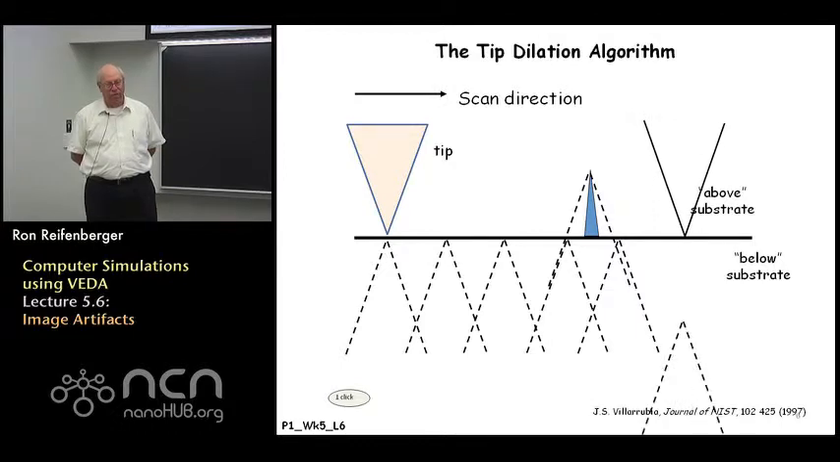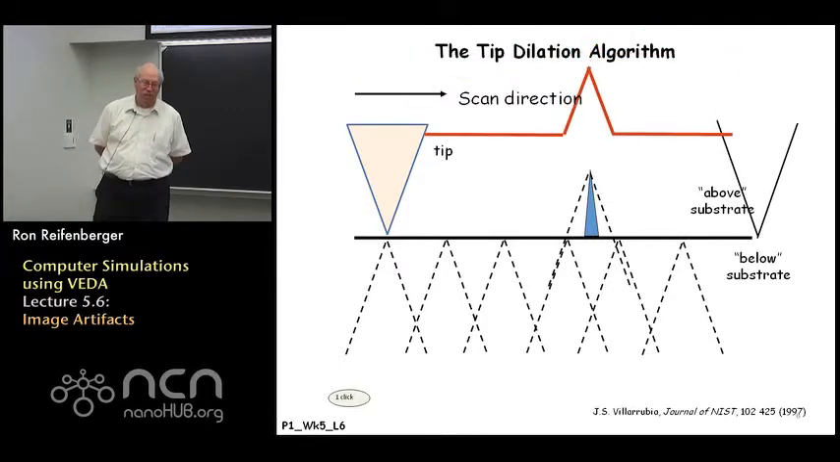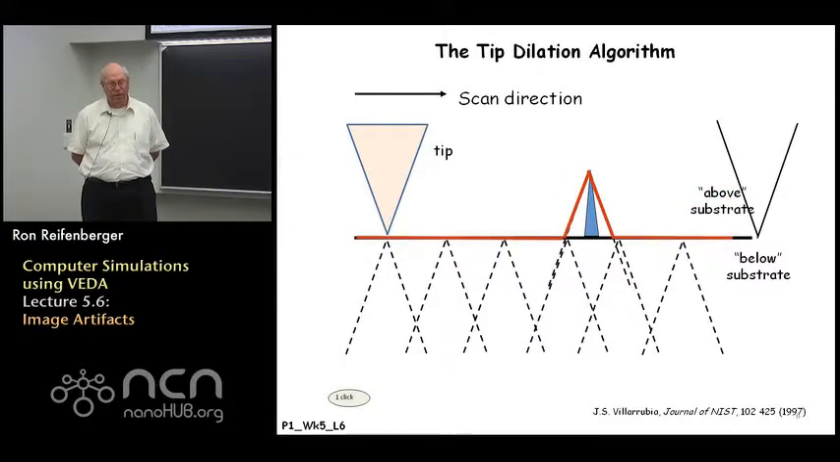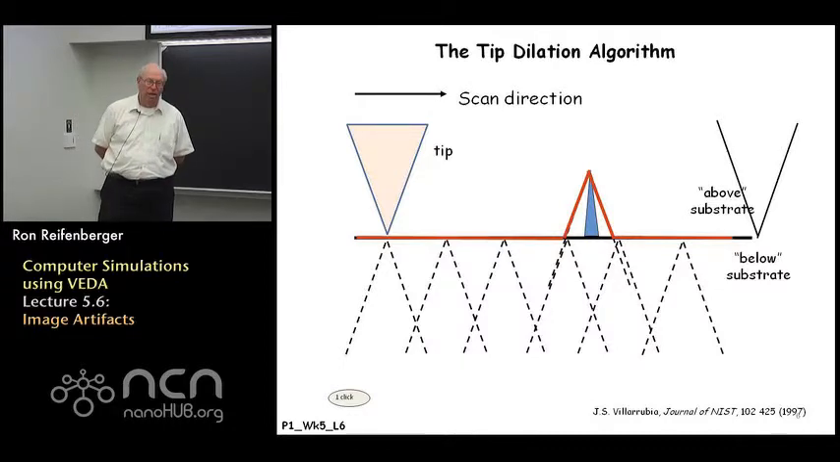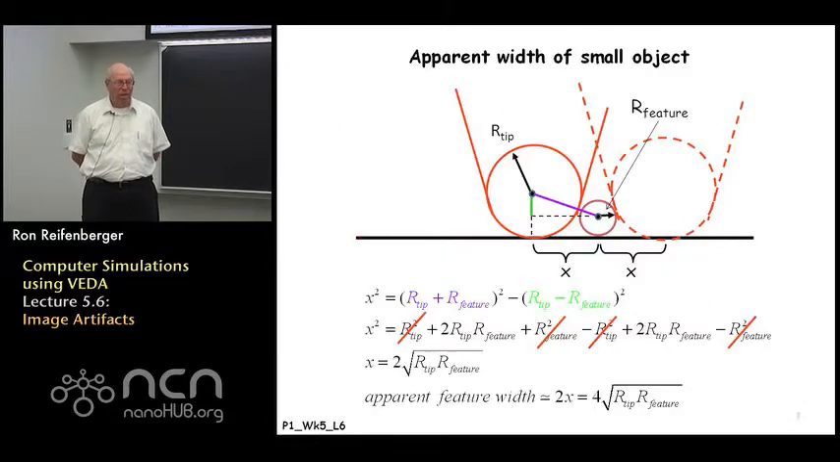And after the scan is complete, the image that you obtain is obtained by tracing out the inverted tip in the above substrate regime. So in this particular case, that sharp blue feature imaged by this rather blunt triangular shaped tip would produce an image that I've got drawn in the red curve here. So this is the tip dilation algorithm, and sometimes it's implemented in software that you may be using. And if you really need to know the exact geometry of your substrate features, you'll have to go through this tip dilation approach.